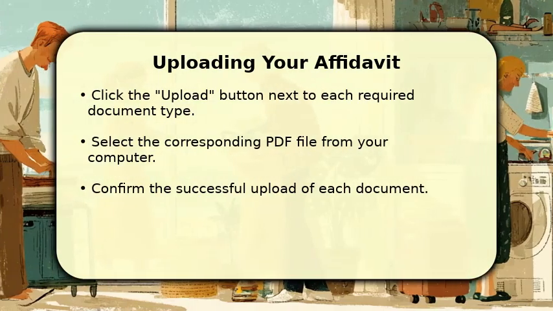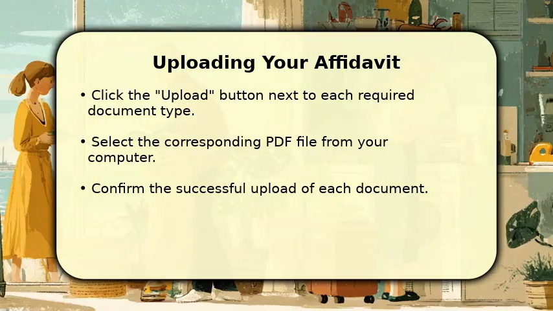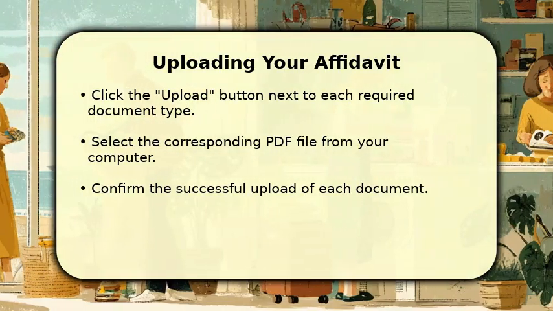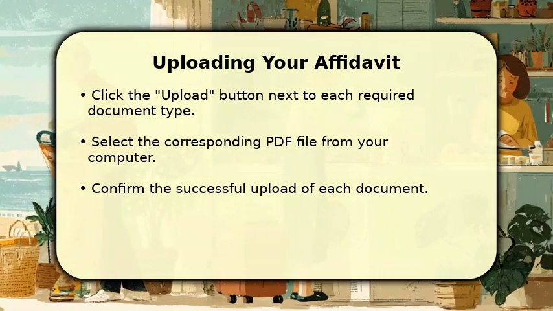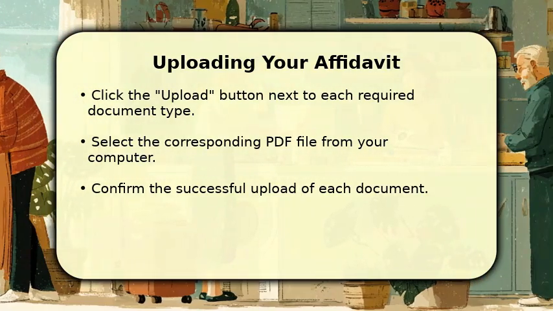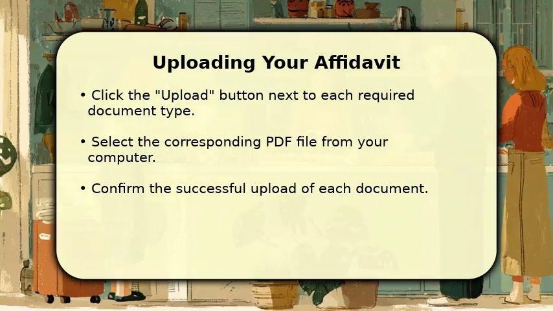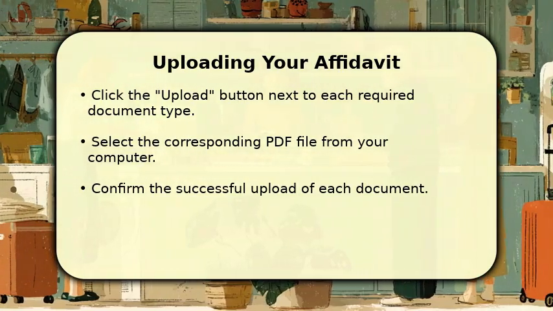Now, let's walk through the actual upload process. Within the Affidavit of Support section, you'll see specific categories for each document. Click the Upload button next to the relevant document type, then select the corresponding PDF file from your computer. After each upload, confirm that the system indicates a successful submission.